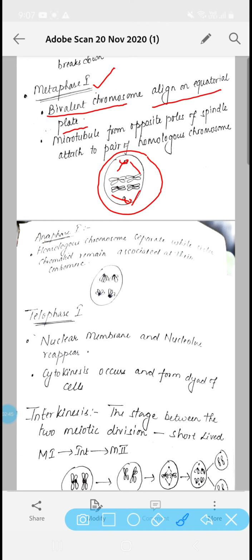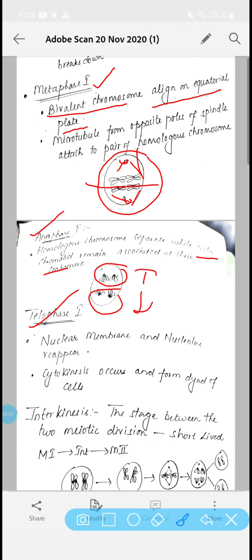Now the next stage after metaphase is anaphase 1. Here in anaphase 1, homologous chromosomes separate, while the chromatids remain associated at their centromere. जो इसके sister chromatids हैं वो centromere से जुड़े रहेंगे. आप देख रहे हो कि दोनों homologous chromosomes will get separate. The equatorial plate के जो ऊपर थे वो ऊपर वाले pole पर चले गए और जो नीचे थे वो नीचे वाले pole पर आ गए हैं. So both are separated. Now they have moved from the equator to the pole region.